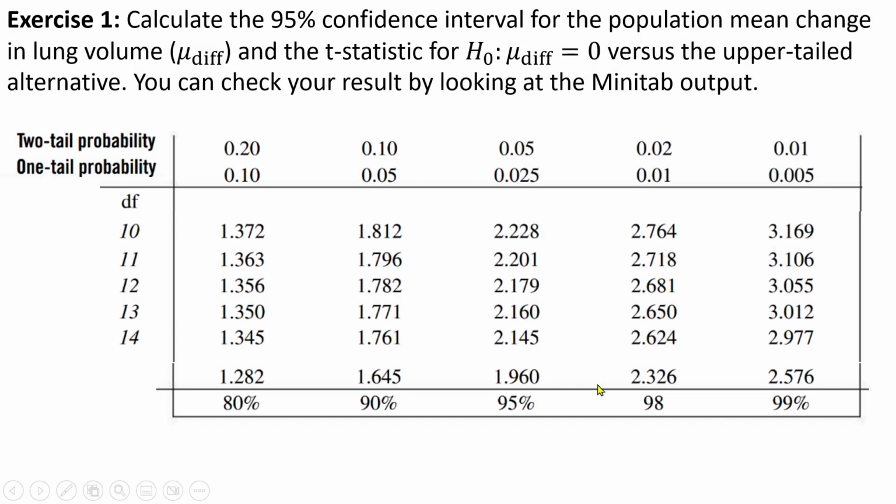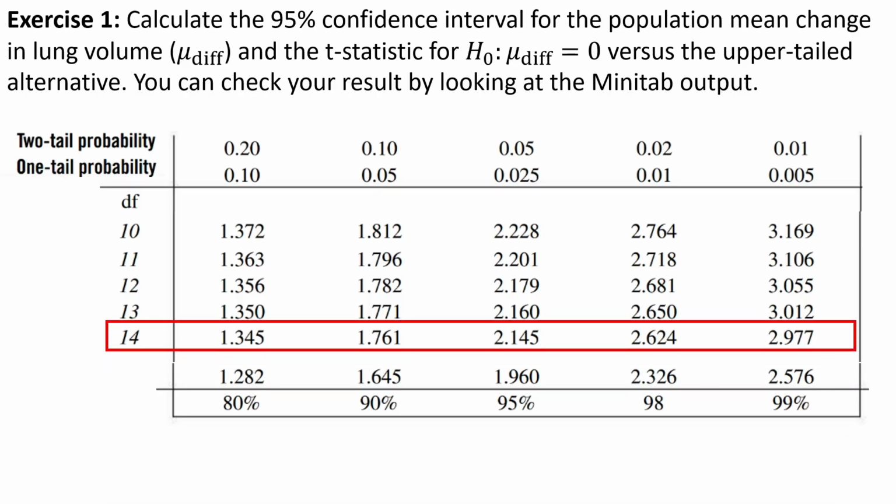So here we're going to calculate the 95% confidence interval for the population mean change in lung volume. Yes, that's it. And the t-statistic, the test statistic as well. So in order to calculate the confidence interval, once again, we need to get a critical value for that interval. For a 95% interval, the degrees of freedom would be 14 because the sample size was 15. So we actually have 14 degrees of freedom on the table. Our critical value is 2.145.